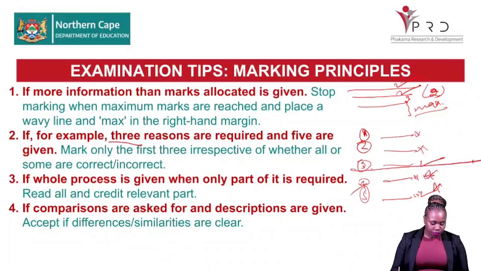Number 3, if whole process is given when only part of it is required, read all and credit the relevant part. Well, that is an advantage. However, when you are used to writing more than you are required, you are going to waste your time. Remember, 150 marks, 150 minutes. Now, you are not going to be spending a lot of time on questions that will not give you marks. Make sure you do not do that. Number 4, if comparisons are asked for and descriptions are given, accept if the differences and the similarities are clear.